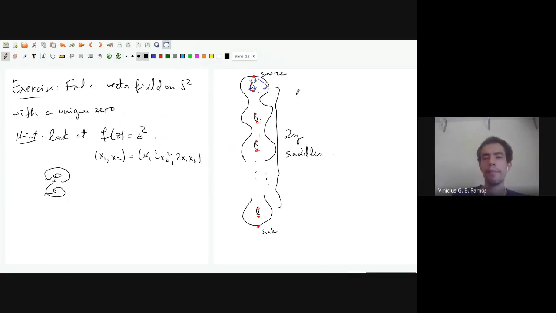Okay, so by the Poincaré-Hopf theorem, the Euler characteristic, I'm going to call this sigma G, a surface with G holes, is going to be 1 plus 1 minus 2G. So 2 minus 2G.